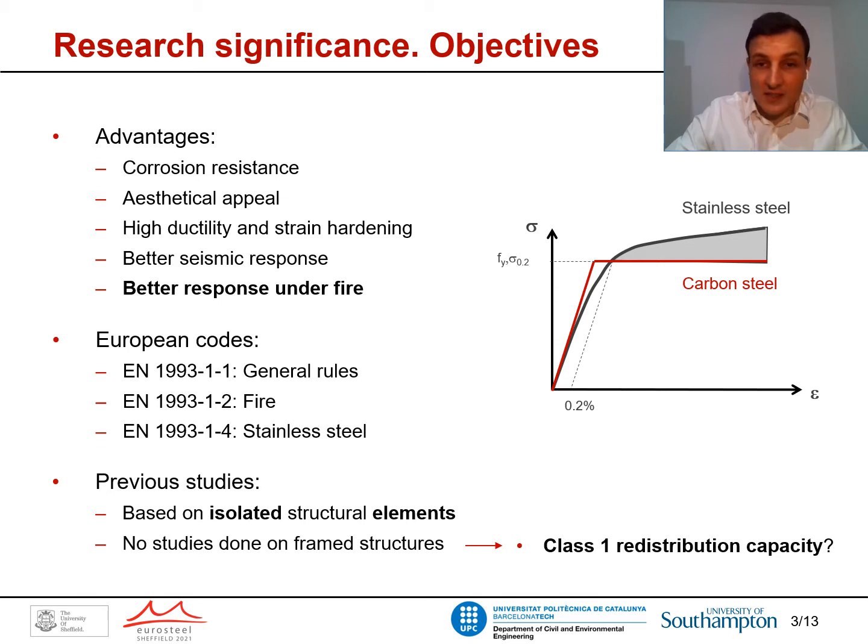In order to design a stainless steel structure under fire situation, we should address these European codes, all from the Eurocode 3. Part 1.1 for general rules, the Part 1.2 for fire design, and finally the Part 1.4 specific for stainless steel. Currently, this Part 1.4 devoted to stainless steel does not provide a specific formulation for stainless steel under fire situation, and it refers to the Part 1.2 for fire design, which is based only on carbon steel.